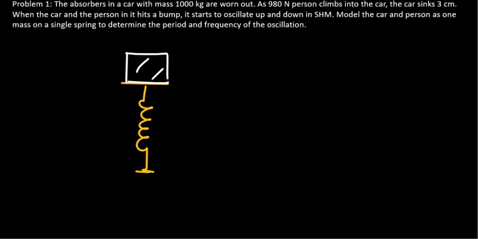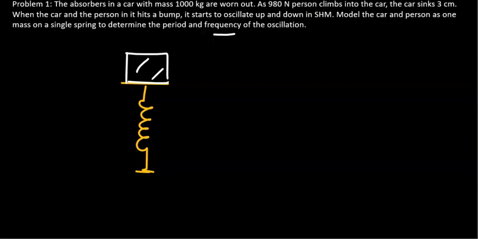Problem 1. The absorbers in a car with mass 1000 kg are worn out. A 980 Newton person climbs into the car, and when he does that, the car sinks 3 centimeters. When the car and the person in it hits a bump, it starts to oscillate up and down in simple harmonic motion. Now model the car and person as one mass on a single spring to determine the period and frequency of the oscillation. Let's do the frequency of oscillation first.